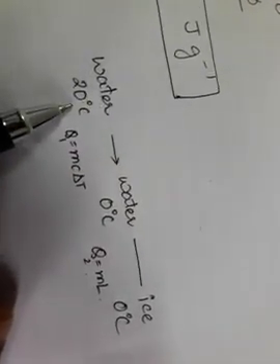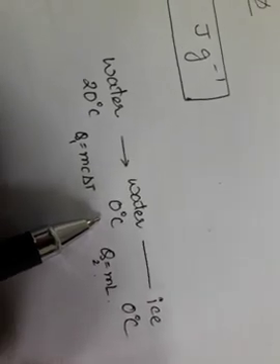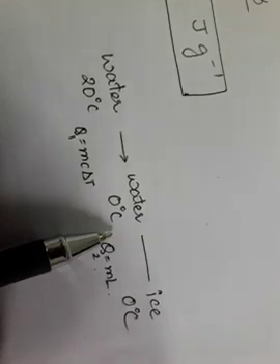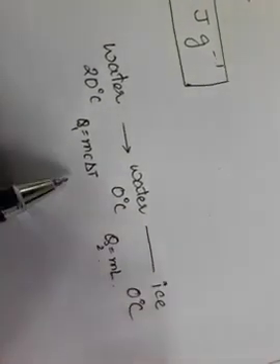So water at 20 degrees Celsius will first change to water at 0 degrees Celsius. Read the question and understand this diagram. Water at 20 degrees Celsius will change to 0 degrees Celsius. Then from water at 0 degrees Celsius, it will change to ice at 0 degrees Celsius.